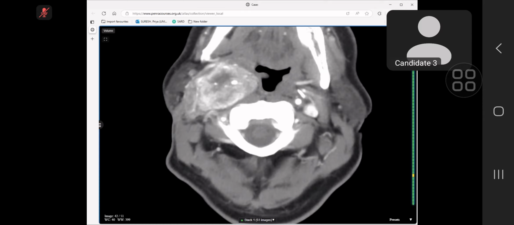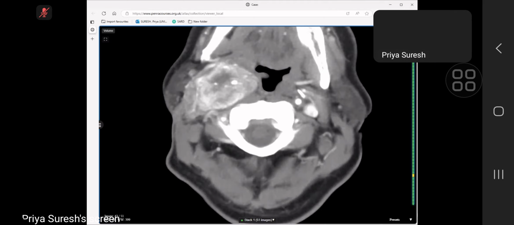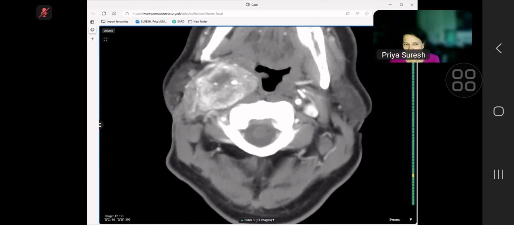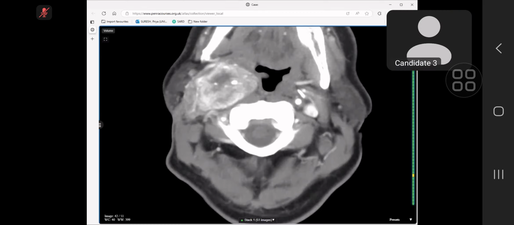I would inform my findings to the referring clinician and will refer the patient to the vascular surgeon, as these lesions are highly vascular. So embolization is required in these cases for the surgical planning and to downsize the tumor. The lesion is 26 cm.